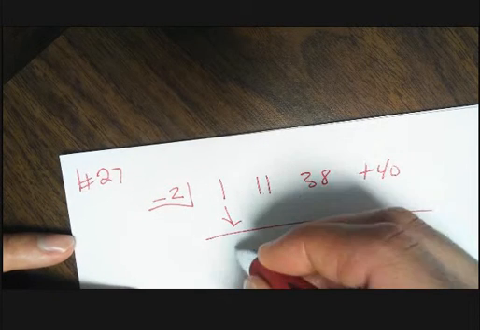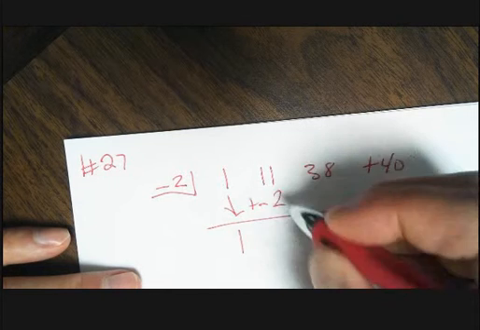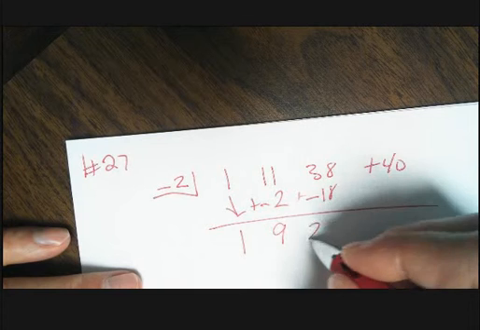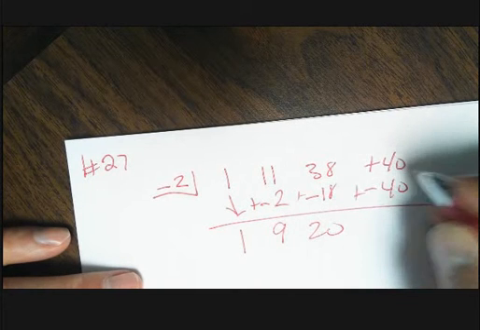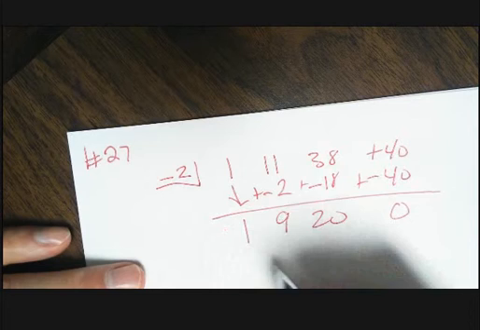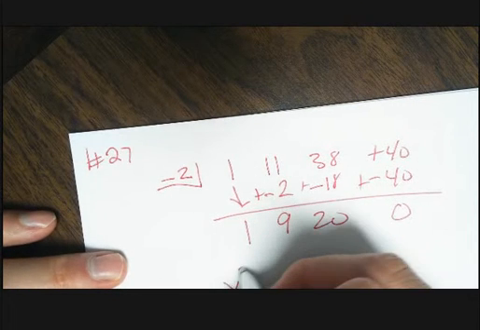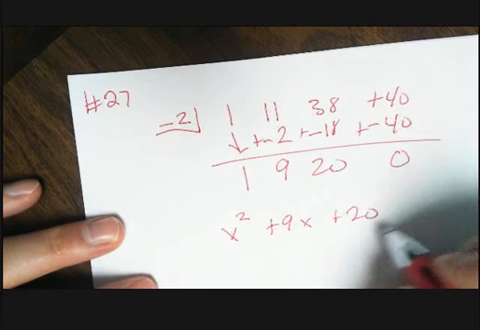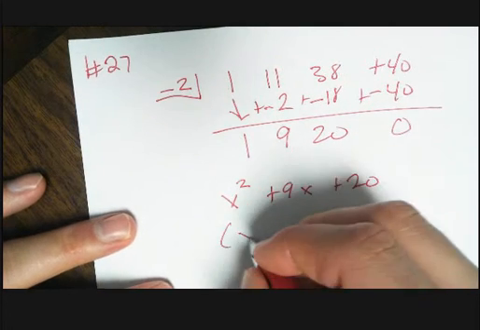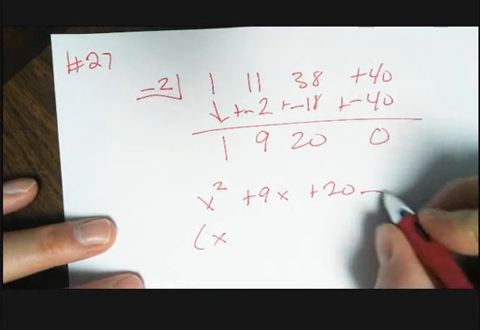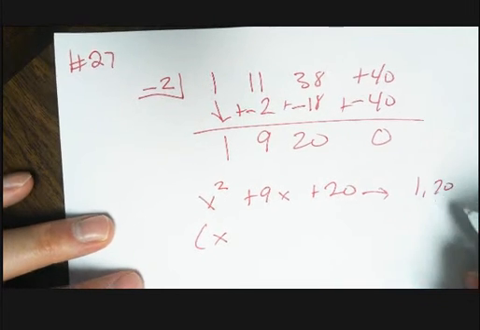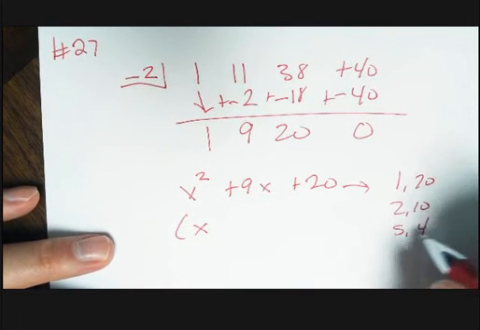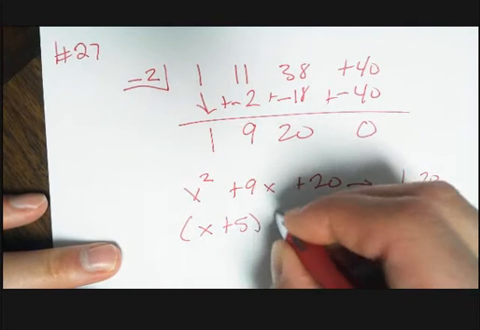So we're going to drop our 1, we're going to multiply, add those together, we're going to multiply, add those together, we're going to multiply, add those together. So what we have here is the quadratic x squared plus 9x plus 20. And we want to factor this. So what multiplies to 20 to get 9? Well, we got 1 and 20, that doesn't work. 2 and 10, that doesn't work. 5 and 4, oh perfect. 5 plus 4 is 9. So we got x plus 5 and x plus 4.